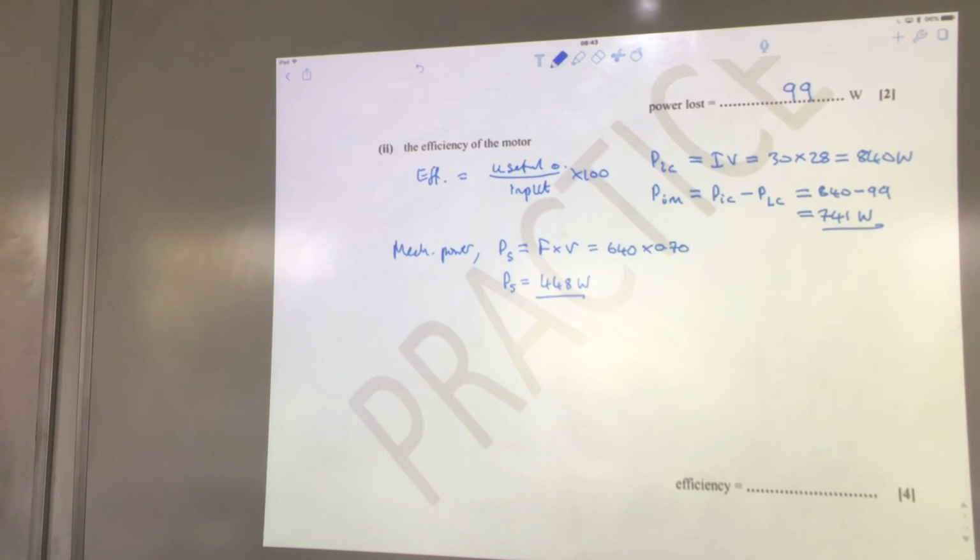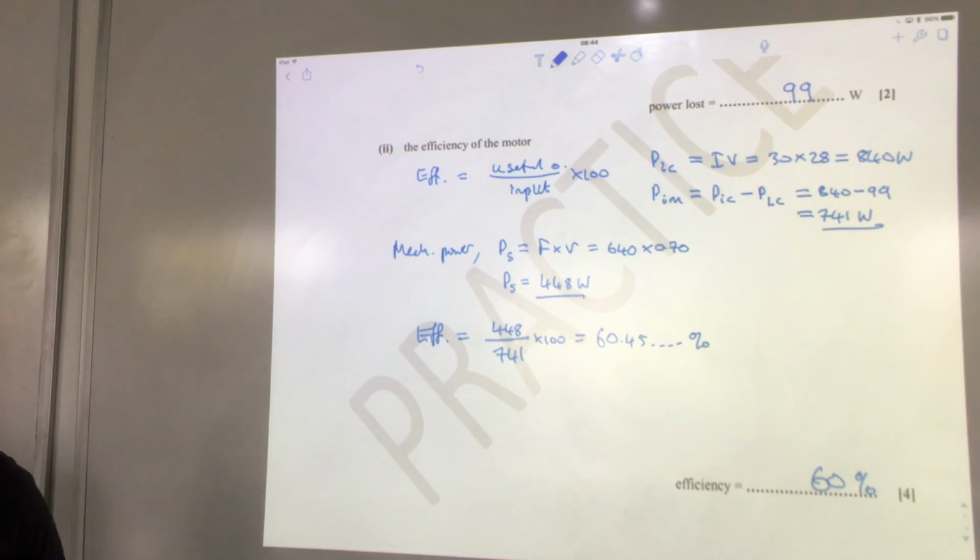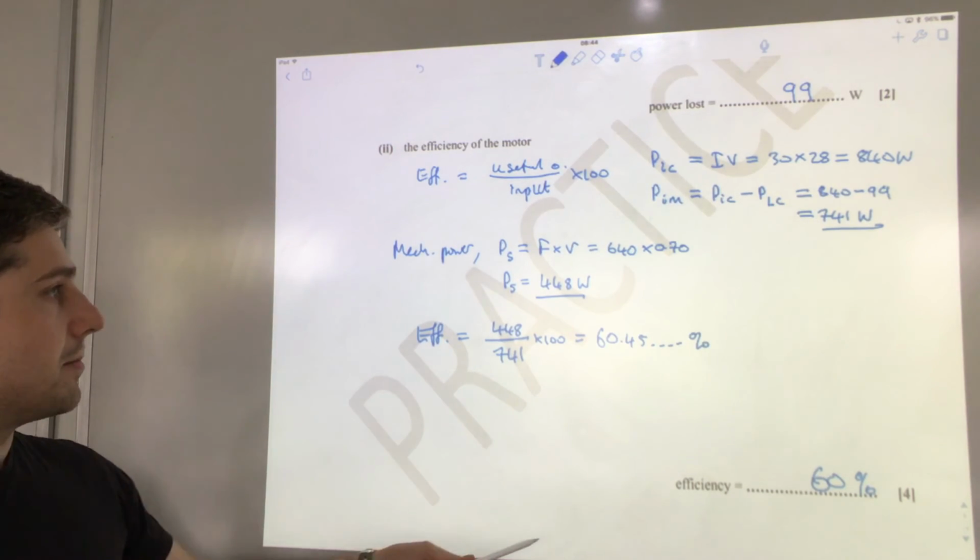Now we can use the efficiency equation to work out the efficiency of the motor. The useful output is 448. The input is 741. Multiply that by 100. So now we get divided by 741. 60.45%. So we can write that as 60%. And that is question 3. So everything in question 3, 60% is the answer.